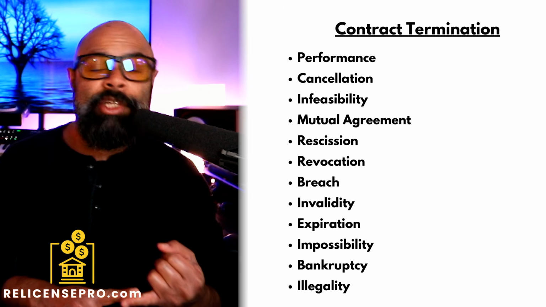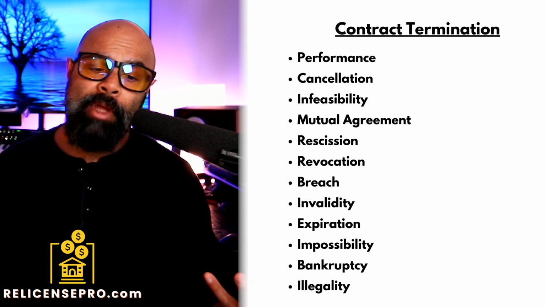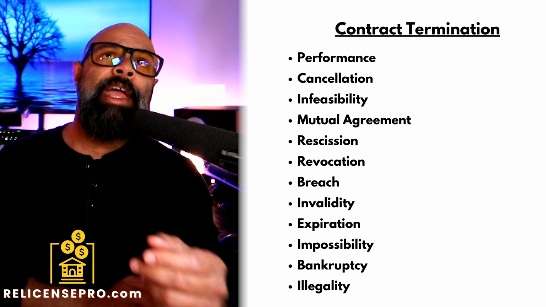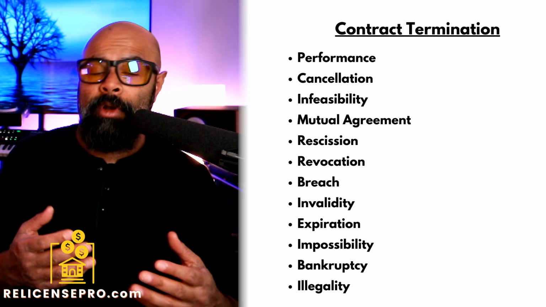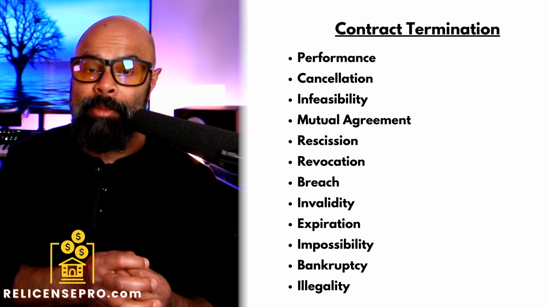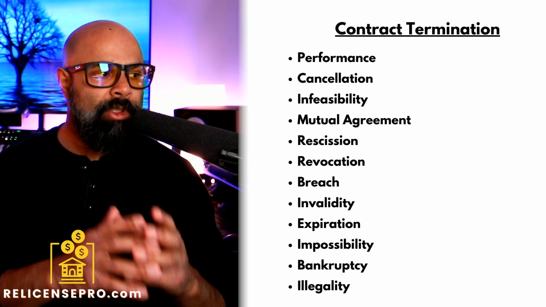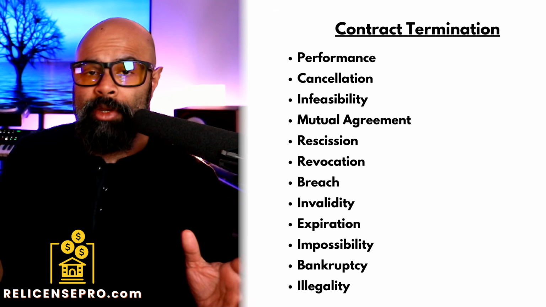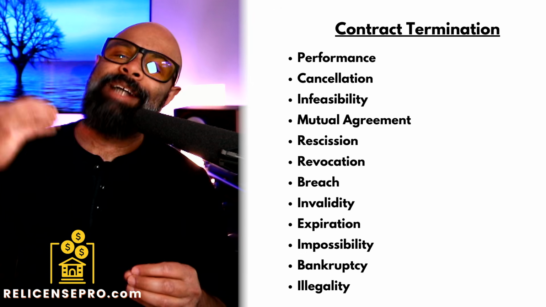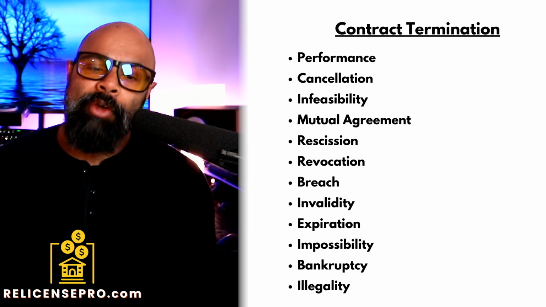Cancellation. Cancellation might be an event inside of a contract that allows one or both parties to back away from the contract. It could be canceled for the fact that the contract was made for an illegal purpose, lacking one of the essential elements of a valid contract. Infeasibility of performance. Let's say we're supposed to buy a house, but the house gets destroyed, where it's an impossibility, an infeasibility. That is a reason to terminate contracts.